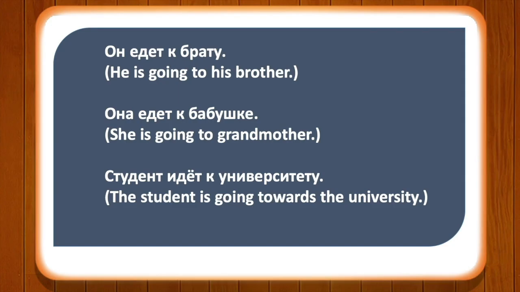Студент идет к чему? So here we are changing this to чему because it is inanimate. So к кому and к чему basically indicate whether we have the noun animate or inanimate. Now let's go ahead and pay attention to a few more examples.